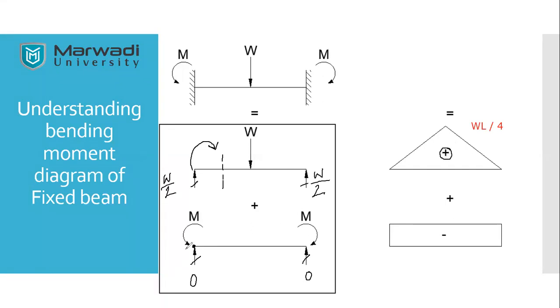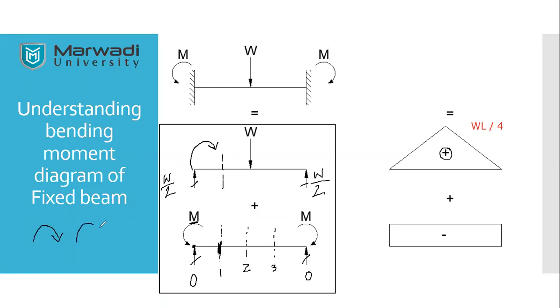If you cut any random section, suppose I name this section 1, this section 2, and this section 3, what is going to happen? In section 1, if I want to calculate moment, what shall I do? Either I take all the moments to the left or all the moments to the right. If I take all the moments to the left, the reaction is 0. So it is reaction into distance, but if my reaction is 0, distance does not matter. So at this point, what will be the net moment? It will be M. And what is the direction of M? It is hogging. This is what we have already studied.